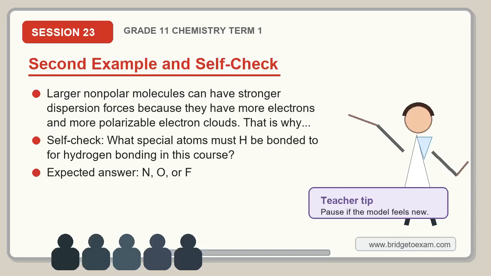Now answer this self-check. What special atoms must H be bonded to for hydrogen bonding in this course? A strong answer should include N, O, or F. Hint: hydrogen bonding is strongest when H is bonded to nitrogen, oxygen, or fluorine.